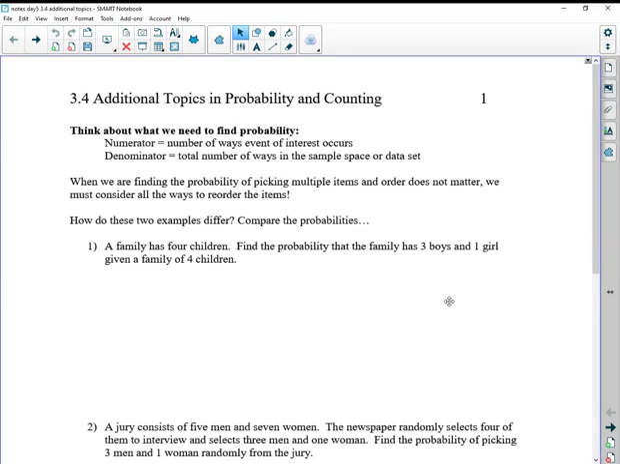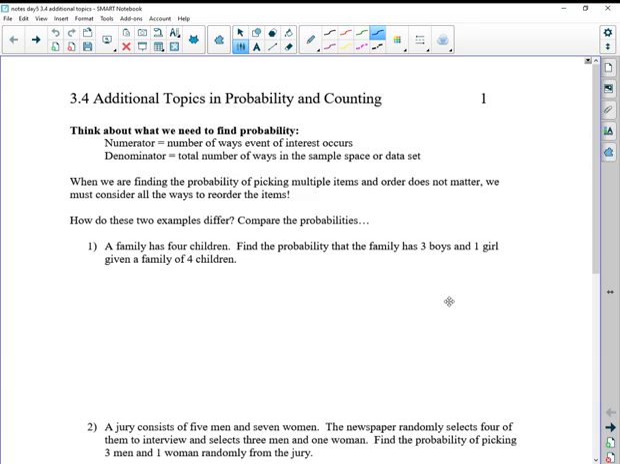4 additional topics in probability and counting. Thinking about probability, it's important to think about whether or not you have independence or a dependent situation. So let's look at these notes.